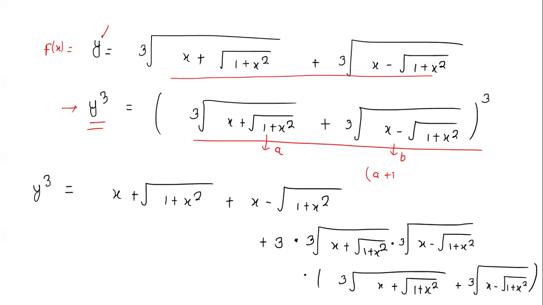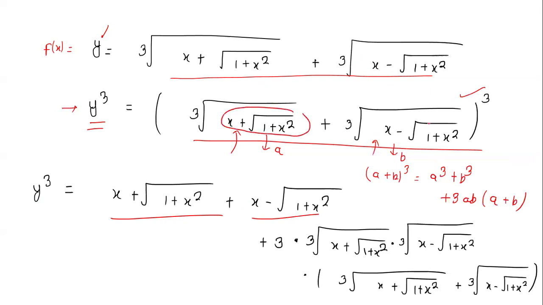So we have a plus b whole cube, which is a cube plus b cube plus 3ab times a plus b. This is the formula of a plus b whole cube. Similarly, you can expand this based on this formula. So this will come like x plus root of 1 plus x square, so the cube of this thing is this. Then the cube of this thing is x minus root of 1 plus x square, because the cube root and cube will cancel, and only the inner expression remains.